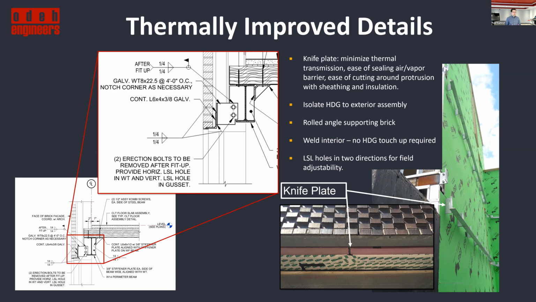You can have the entire assembly on the outside of the building be galvanized, masked off at the inside, and all of your welded connection on the inside doesn't need to be touched up at the end. You just have a straight weld. As well as it's easy to provide the horizontal and vertical adjustability on the inside of the building through that dense glass as you're seeing there.